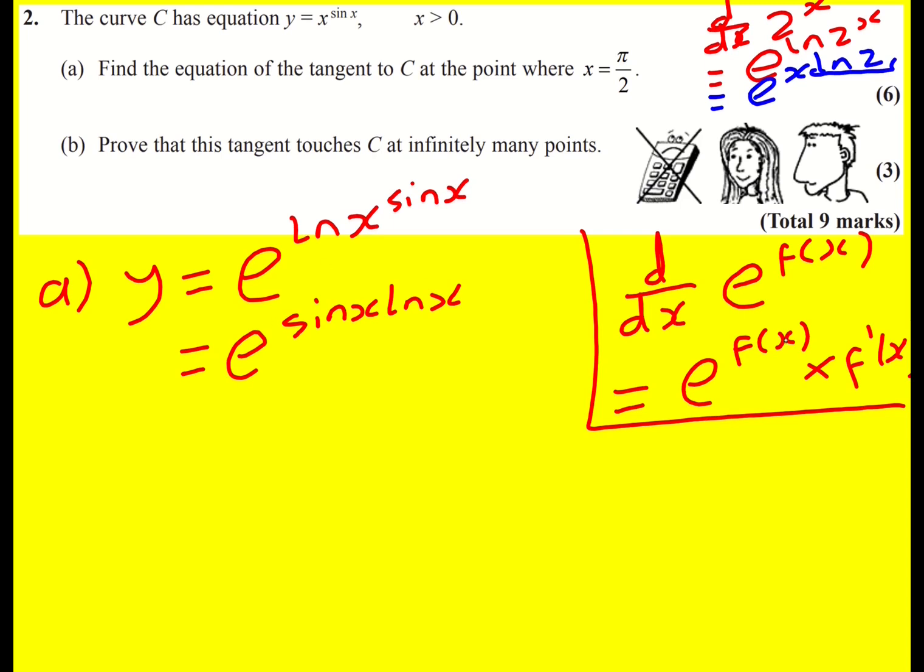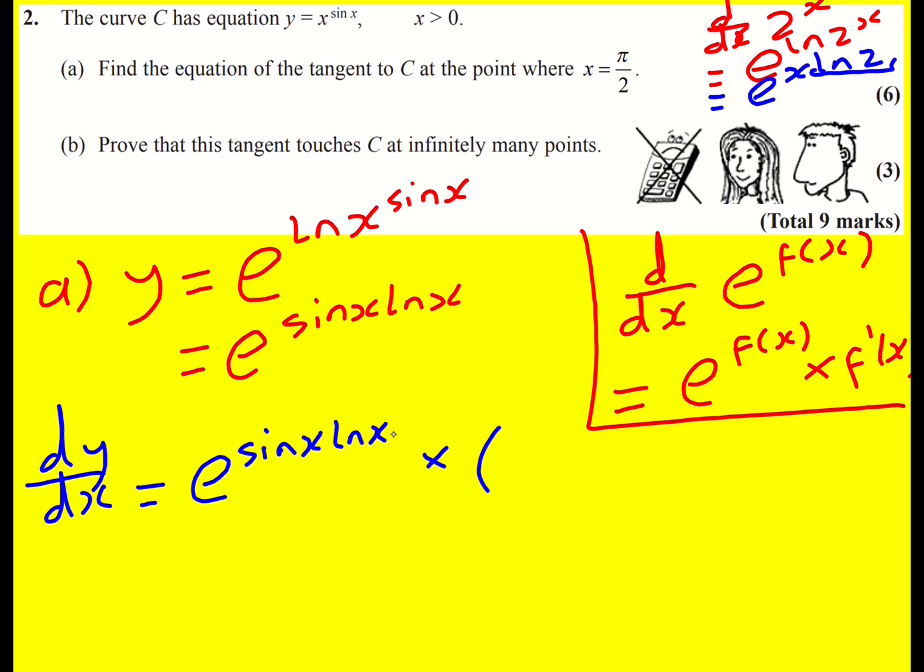It's a bit more complicated here, but like I said, we can use the chain rule. So dy by dx is going to equal e to the sine x ln x, going to stay as it was. And then we're going to times by sine x ln x differentiated. And for this, we just use the product rule. If I differentiate ln x, I get 1 over x, so 1 over x sine x. And if I differentiate sine x, I get cos x, so it's going to be cos x ln x.